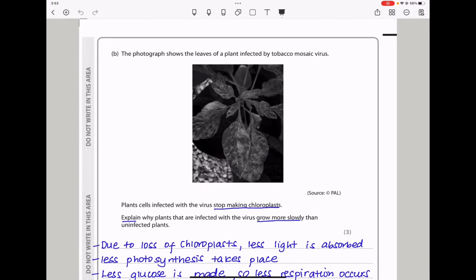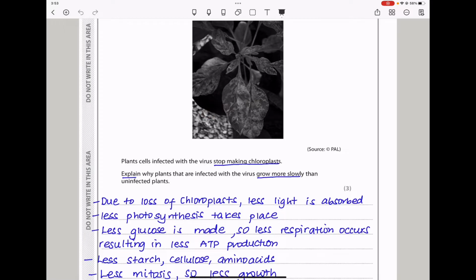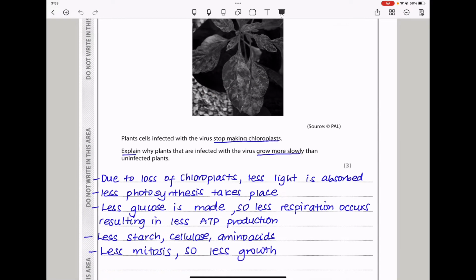Moving on. In part B, the photograph shows the leaves of a plant infected by tobacco mosaic virus. So we can see the plant there. They say plant cells infected by the virus stop making chlorophyll. Explain why plants that are infected with a virus grow more slowly than uninfected plants. Because they stop making chlorophyll, it means there is going to be less trapping of light, and therefore there is going to be less light absorbed for photosynthesis.